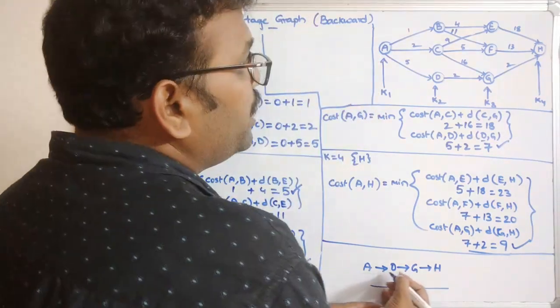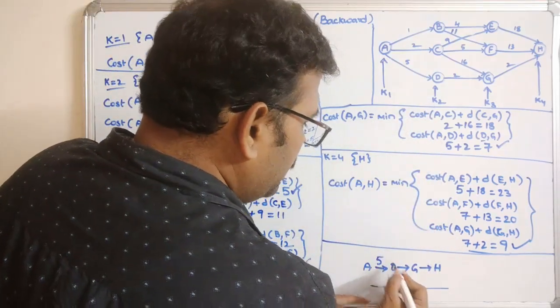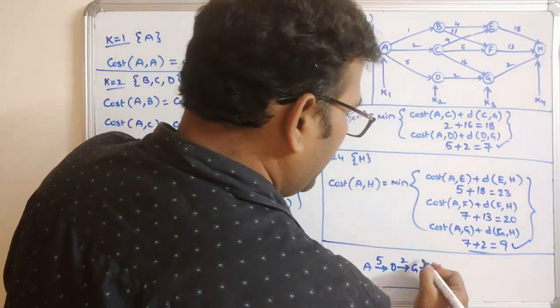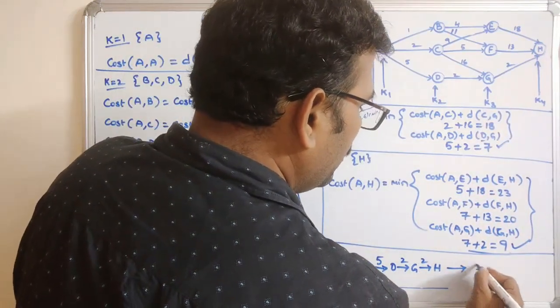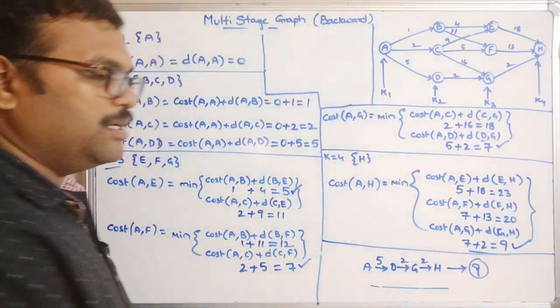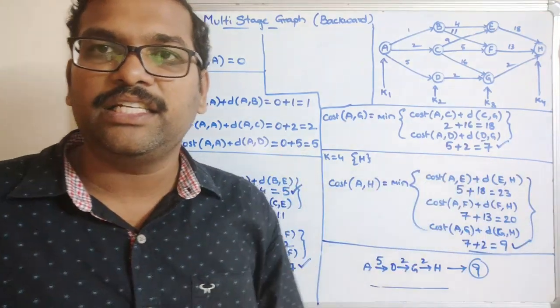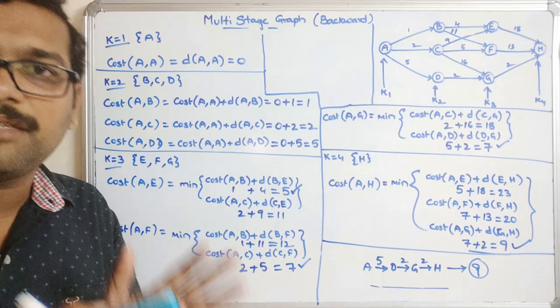You can see A to D, which is 5, D to G, which is 2, G to H, again it is 2. So totally 9 is the distance to travel from A to H. That means source to destination with the shortest path.